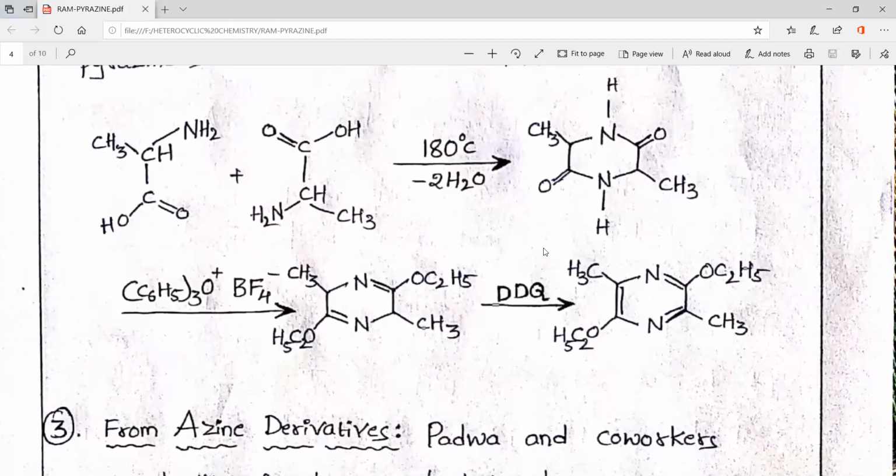These are amino acids. So two alpha amino acids condense to form an intermediate, which is then converted to another intermediate. This intermediate on oxidation with DDQ gives a substituted pyrazine.